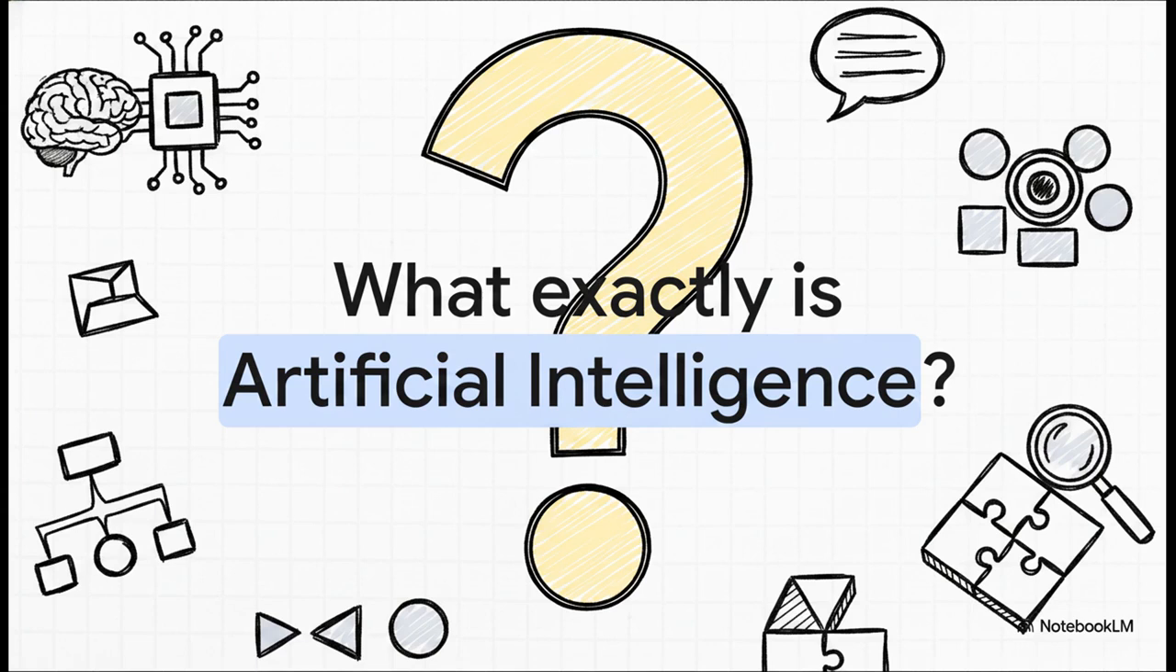Okay, let's dive right in. What exactly is artificial intelligence? I mean, it's a term thrown around constantly these days, but to really grasp it, we've got to cut through all the noise. AI isn't magic, right? It refers to computer systems designed to perform tasks that normally require human intelligence. Things like understanding language, recognizing images, or solving really complex problems.